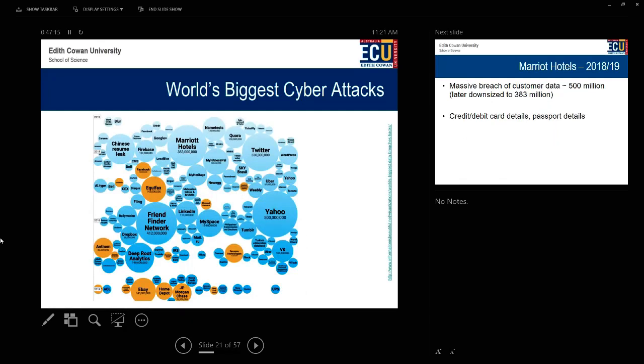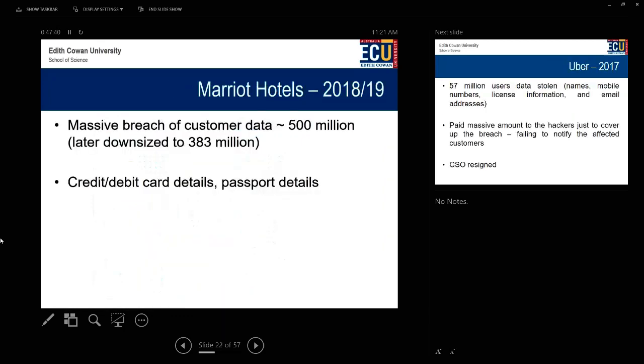This is the latest chart that I took last week. It tells you the world's biggest cyber attacks. We are going to discuss a few of them. The reason for discussing all these cyber attacks is to give you a fair bit of understanding of why we are studying computer security, what the reason behind that is, and what compromises were made because of those cyber attacks on those particular organizations.